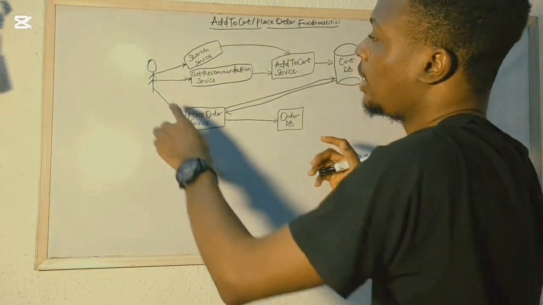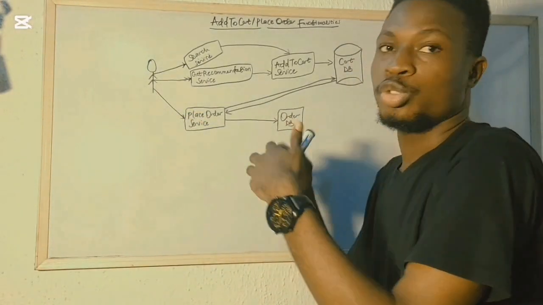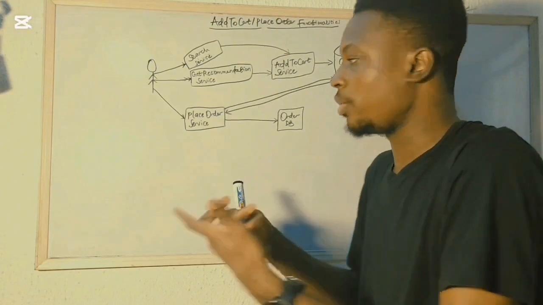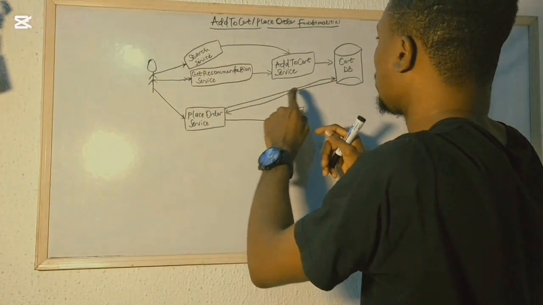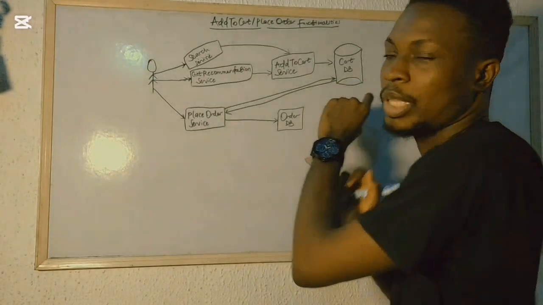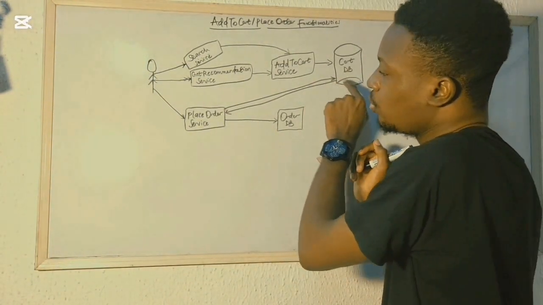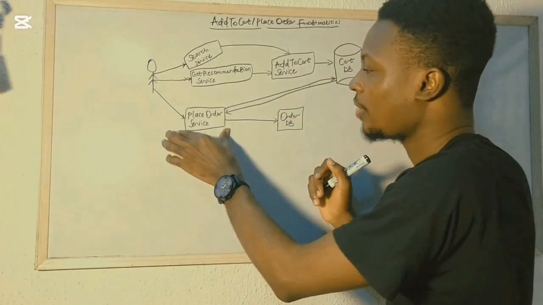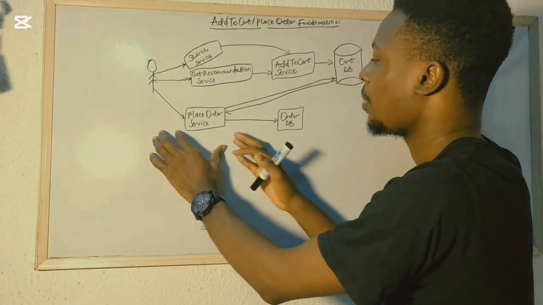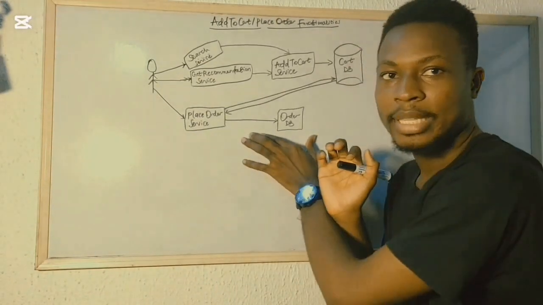Then when you try to place an order and pay for it, a request is sent to our cart database. That item that was added to your cart database will be removed. After it's removed, it will be sent back to our place order service. After it's sent back, the place order service is going to save that item to our order database.